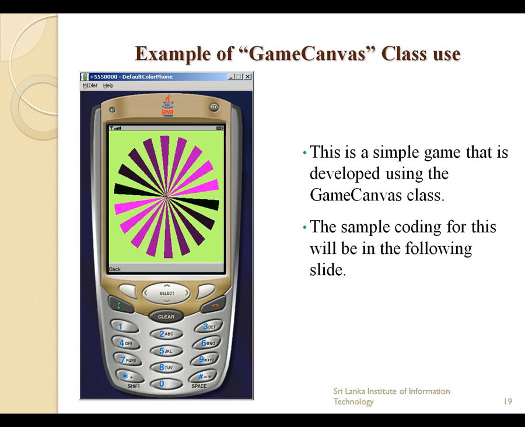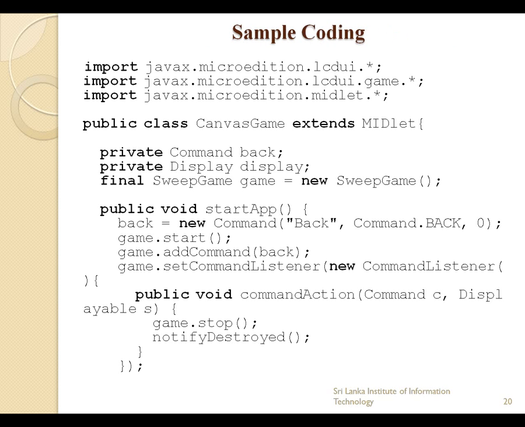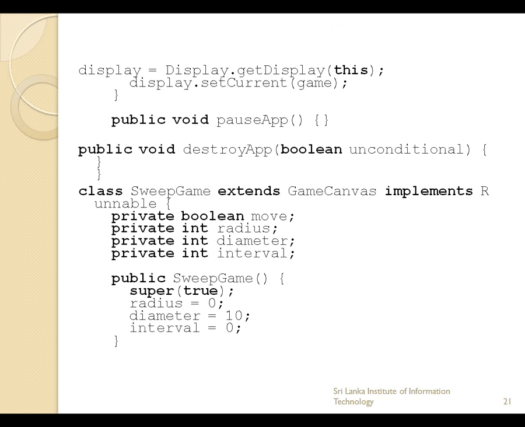In this slide and the next four slides, we have shown you an example of a simple game developed using the GameCanvas class. This example illustrates how to create a simple game using the GameCanvas class. In this example, we are extending the GameCanvas class. Here also, the same coding continues.